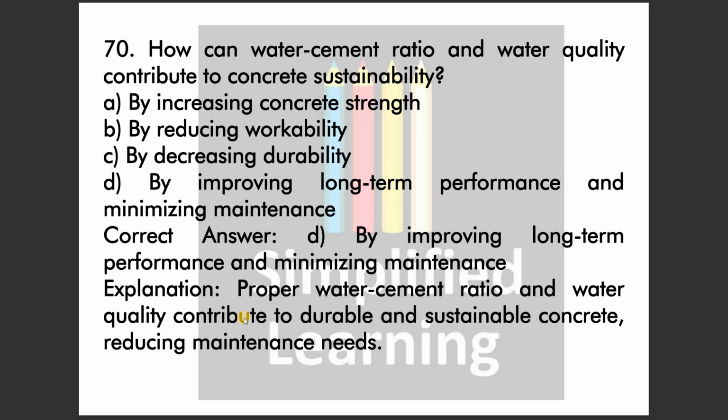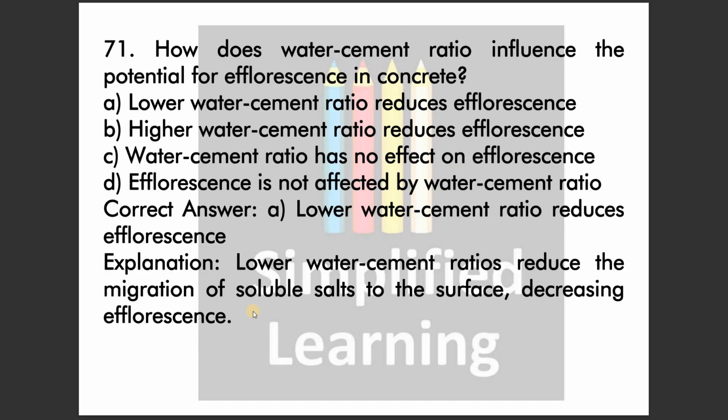Then how can water cement ratio and water quality contribute to concrete sustainability? The answer is by improving long-term performance and minimizing maintenance. That is how water cement ratio and water quality contribute to concrete sustainability. Then how does water cement ratio influence the potential for efflorescence in concrete? A lower water cement ratio reduces efflorescence.